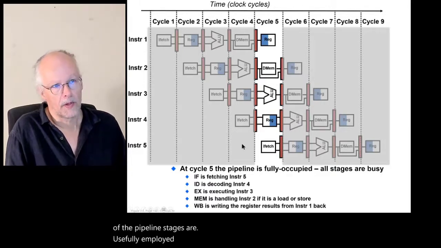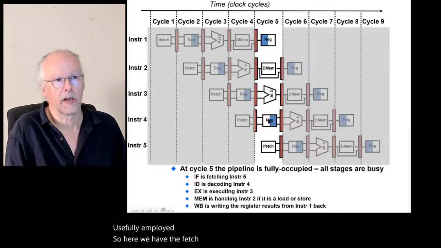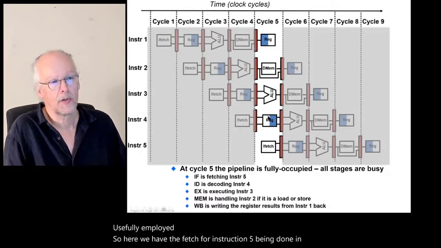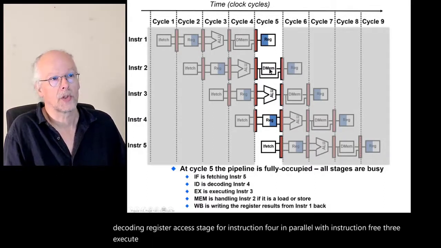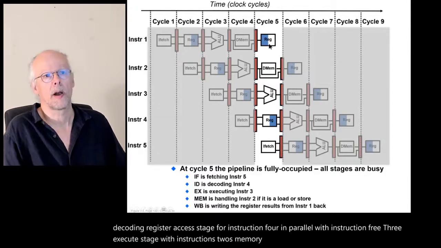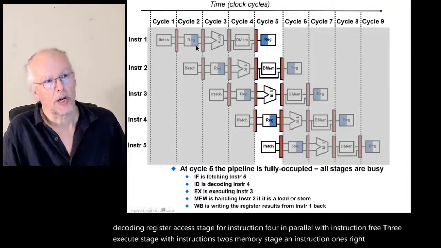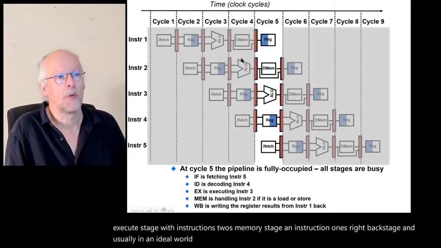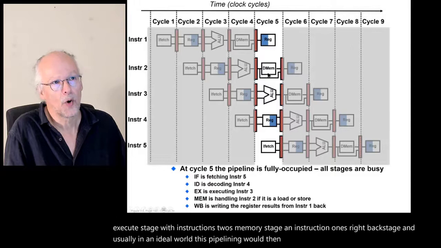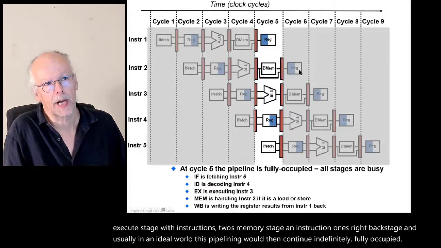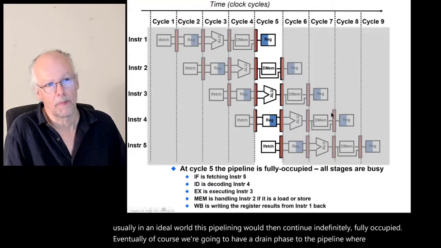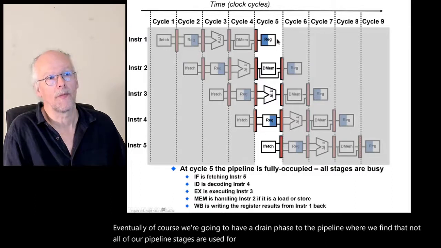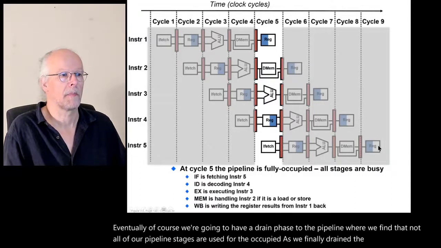So here we have the fetch for instruction 5 being done in parallel with the decode and register access stage for instruction 4, in parallel with instruction 3's execute stage, with instruction 2's memory stage, and instruction 1's write-back stage. Usually, in an ideal world, this pipelining would continue indefinitely, fully occupied. Eventually, of course, we're going to have a drain phase to the pipeline, where not all of our pipeline stages are usefully occupied as we finally drain the last value out of the pipeline.